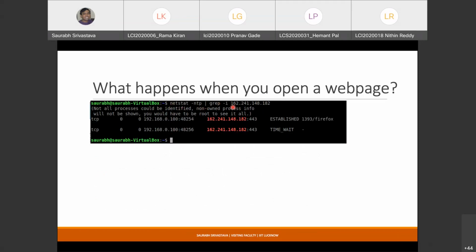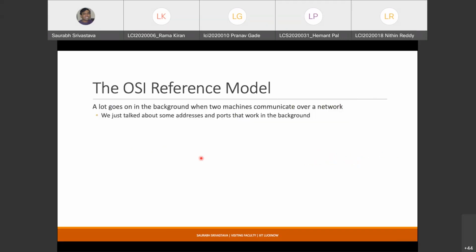Okay, and here I'm just using the netstat command, and then I'm doing a grep so that only those connections turn up which are for IIITL, and this is one way to look at it as well.